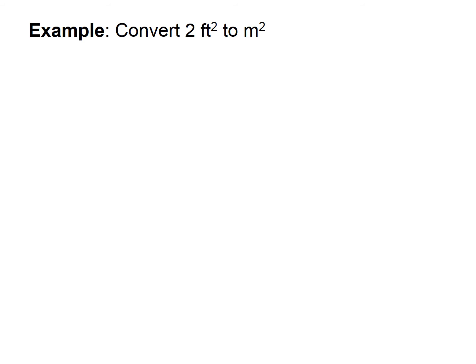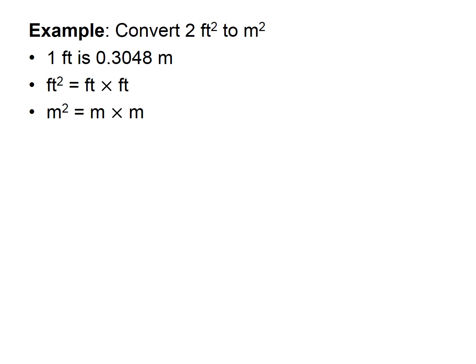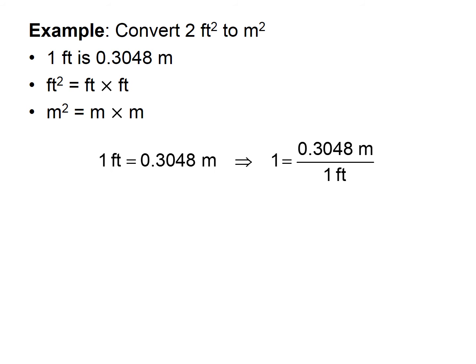So let's illustrate this idea of dimensional analysis with a couple of other examples. Let's convert 2 square feet over to meters squared. So a couple of pieces of information that we'll use. First of all, that 1 foot is equal to 0.3048 meters. Another is that square feet really means feet times feet. The third is that square meters really equals meters times meters.